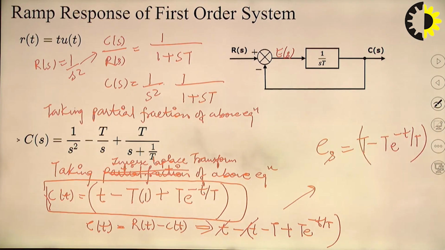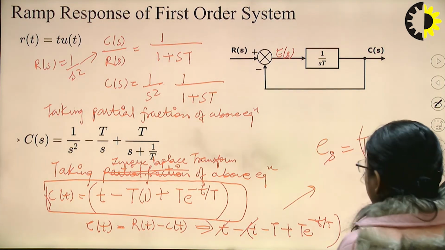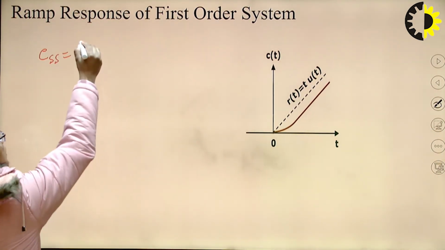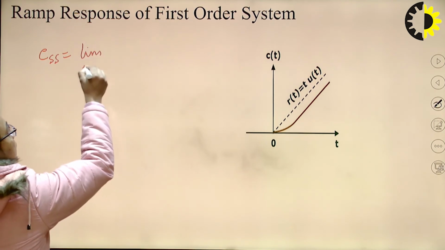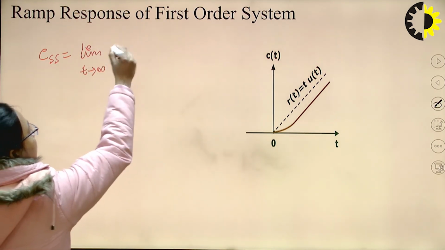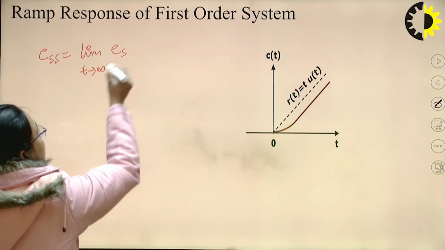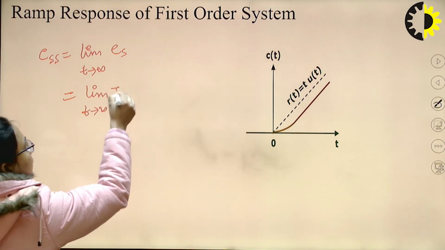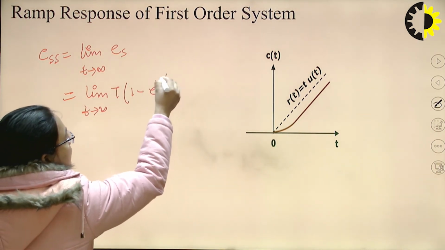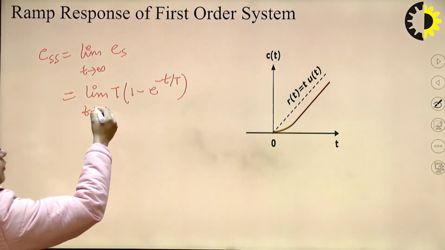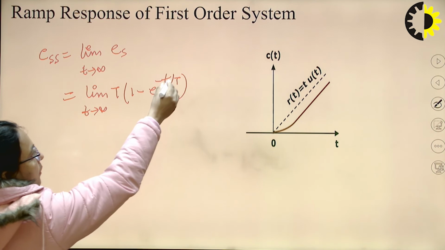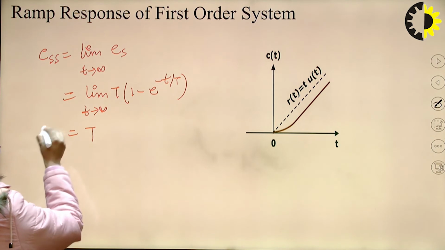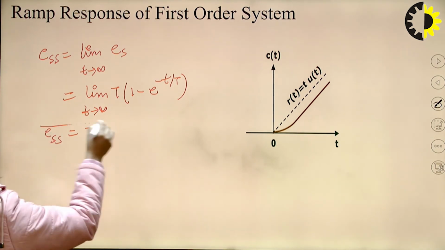Now we can calculate the value of steady state error. So steady state error e_ss is equal to limit t tends to infinity of e(t), which is limit t tends to infinity of capital T into 1 minus e raised to the power minus t by capital T. Now put the value of small t equal to infinity, e raised to the power 0 is 1. So it is coming out to be capital T. Here steady state error is capital T.